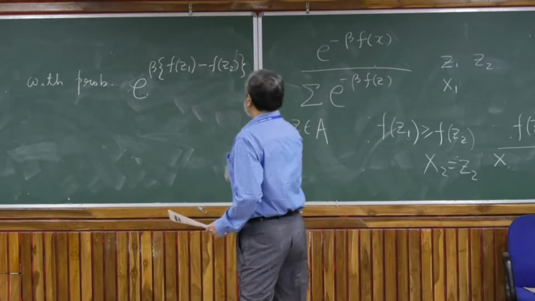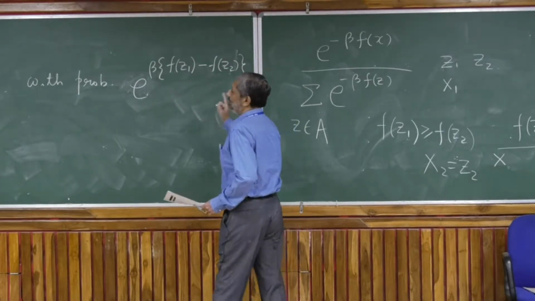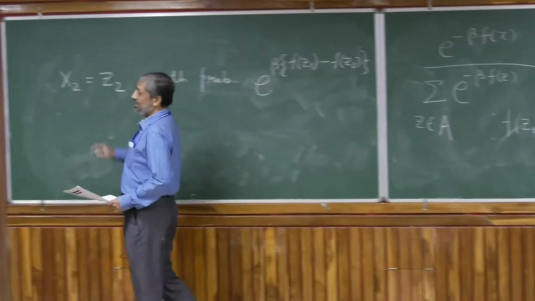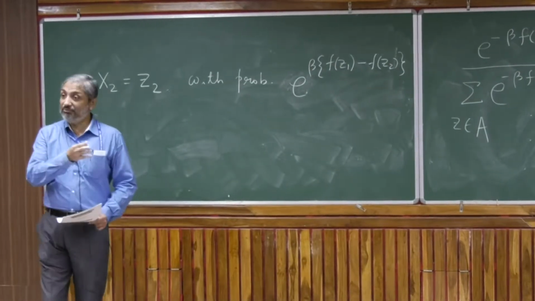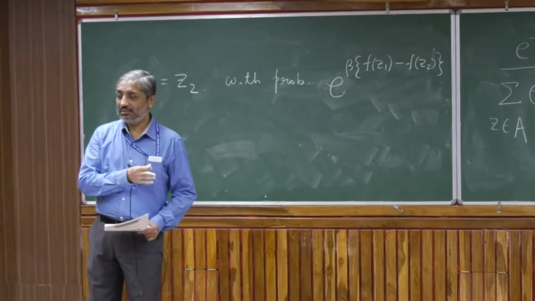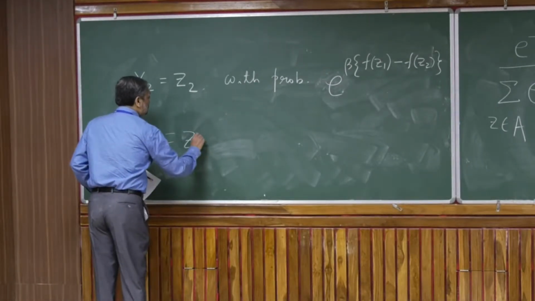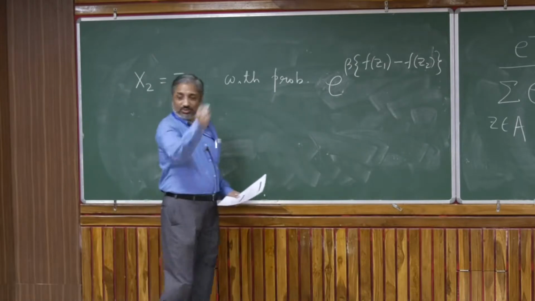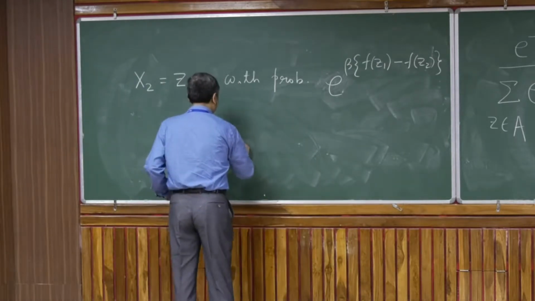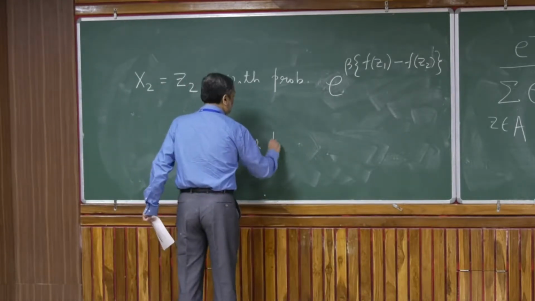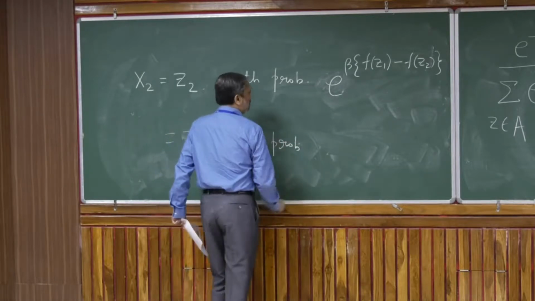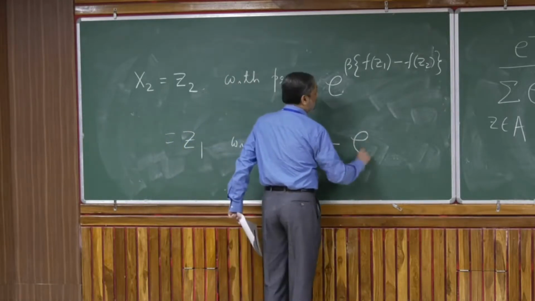Okay, so with this probability, you take x2 to be z2, though z2 is inferior to z1, and equal to z1, the original one. That means you retain the original one with probability 1 minus that thing.